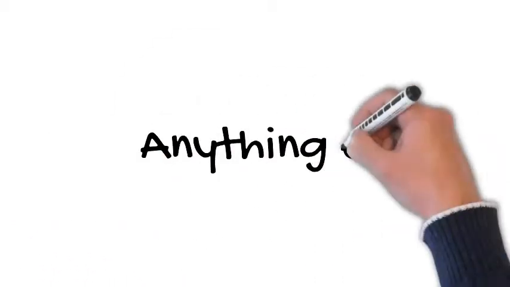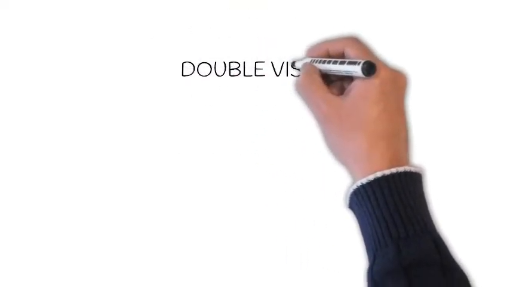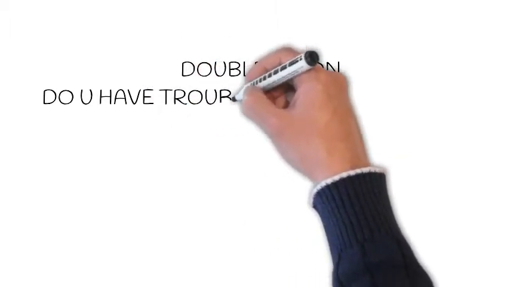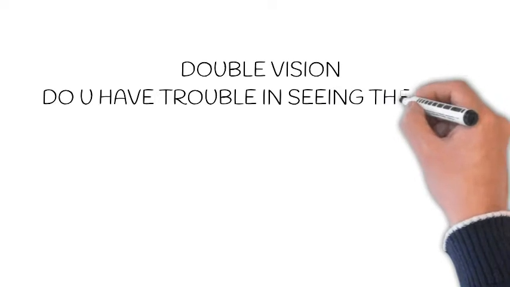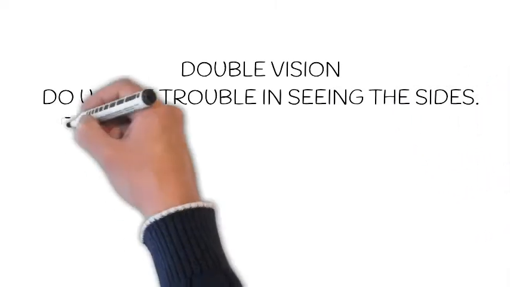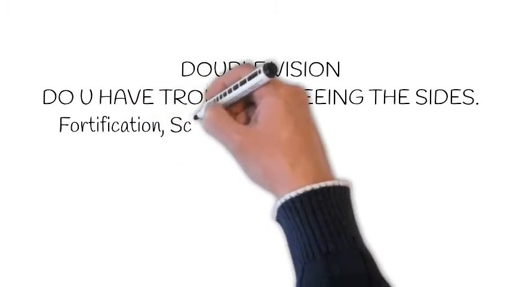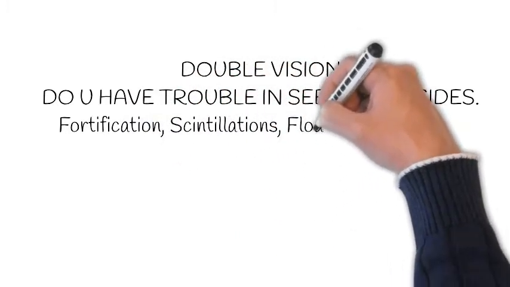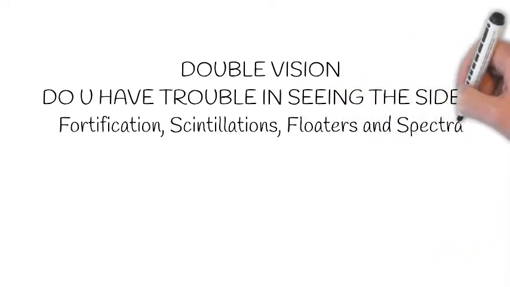Anything else? Associated symptoms: ask, do you see double? Have you noticed any problem with your vision? Do you have trouble in seeing the sides? Ask about any positive symptoms like fortification, scintillations, floaters, and spectra like flashing lights and zigzag patterns, which are associated with migraine, retinal detachment, and occipital lobe lesions. Ask, does the light hurt you?